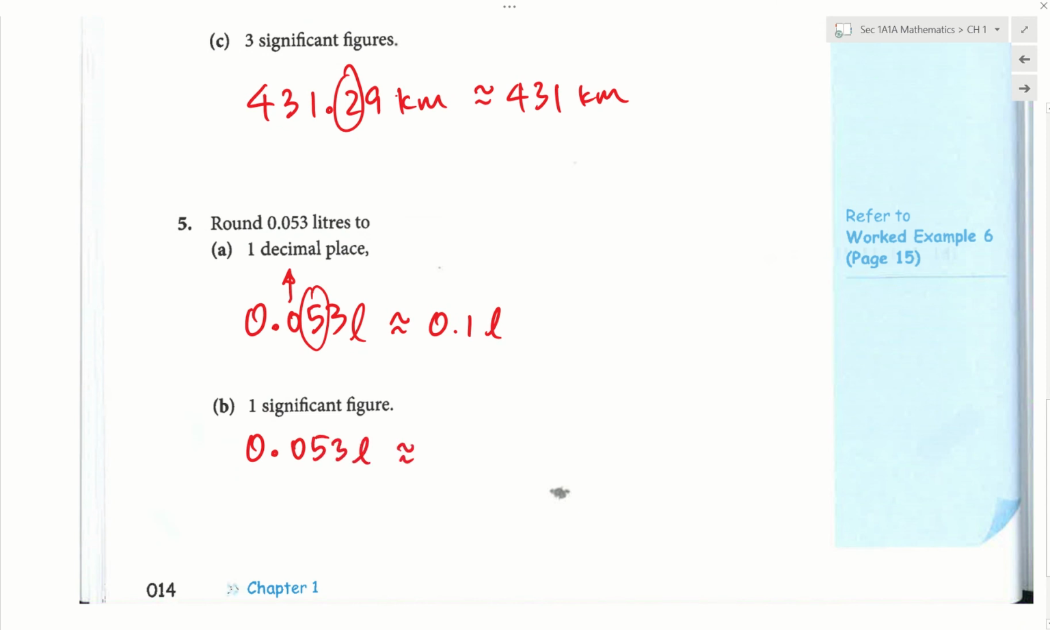Wait, next. Wait. 1 SF. What do we circle? Oh, what happened? What should we circle? Is it the 0 or the 5 or the 3? Oh, stress.